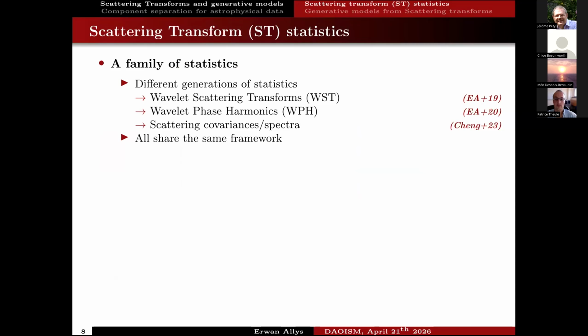So there is a family of statistics. They have different names, and they have been introduced in different years. You have the wavelet scattering transform, wavelet phase harmonic, wavelet scattering covariances, spectra. To be fair, you don't care. Let's call them scattering transform. It's much simpler. So I will speak about scattering transform. And if you want to enter into more details, we can advise you to use one or the other of the summary statistics, but let's call them scattering transform.